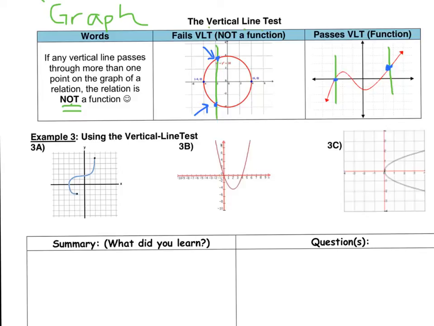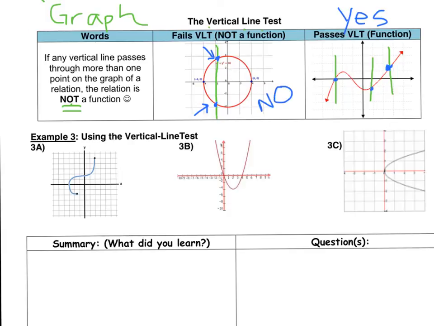I have to be able to draw a line anywhere on the graph and have that be true. If I draw it right there, it only crosses one time. If I draw one right here, it only crosses one time. So this one is a function. This one does pass the vertical line test. So it's a yes. This one was no, not a function.